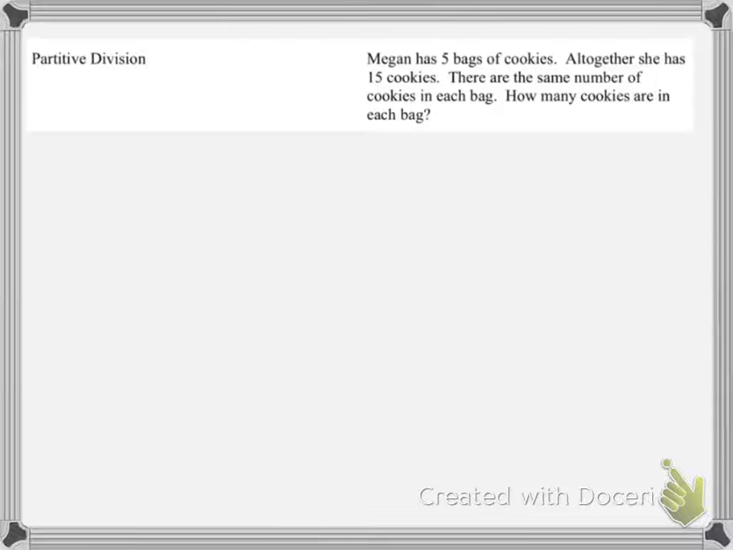Now in partitive division, this is an example of a partitive word problem. Megan has 5 bags of cookies. Altogether, she has 15 cookies. So they're giving us that total. They're not looking for a total, they're giving us a total, and that shows us that we're going to be dividing. There are the same number of cookies in each bag. How many cookies are in each bag? So you're hearing those keywords, each, same number. They give us a total. These are all telling us that we're going to be dividing.